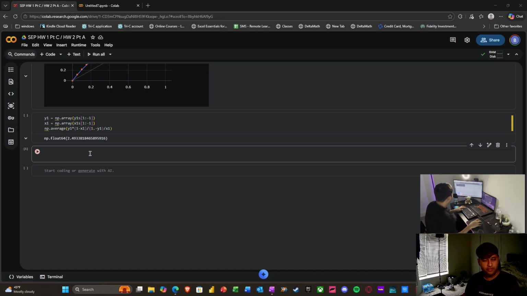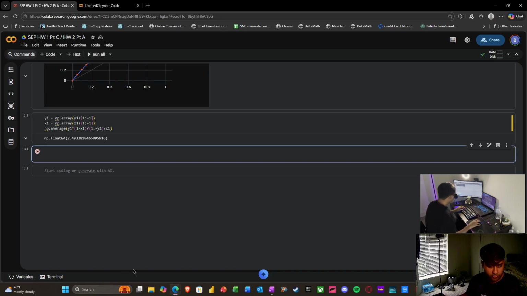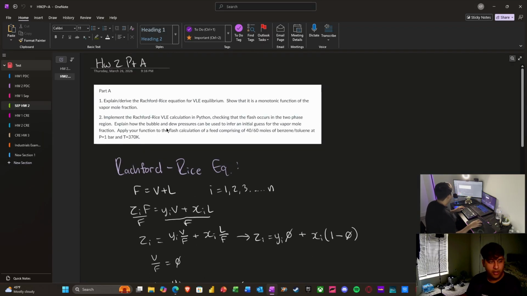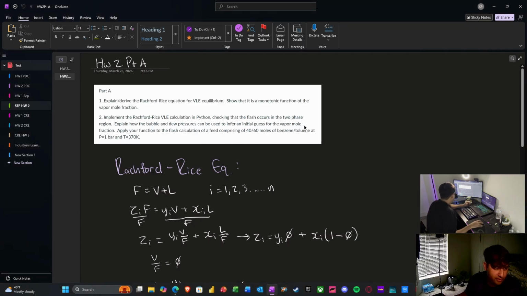Okay, so this is the Colab section for implementing our Rachford-Rice calculation. We're going to check that the flash occurs in the two-phase region, explain how the bubble pressure and dew pressure can be used to infer an initial guess for the vapor mole fraction, and apply our function to the flash calculation of a feed comprising 40 by 60 moles of benzene and toluene at a pressure of 1 bar and temperature of 370 Kelvin.